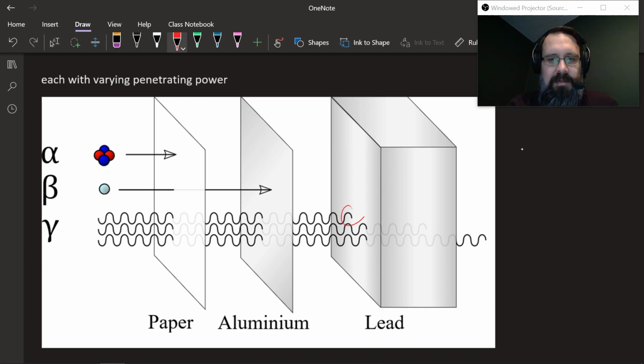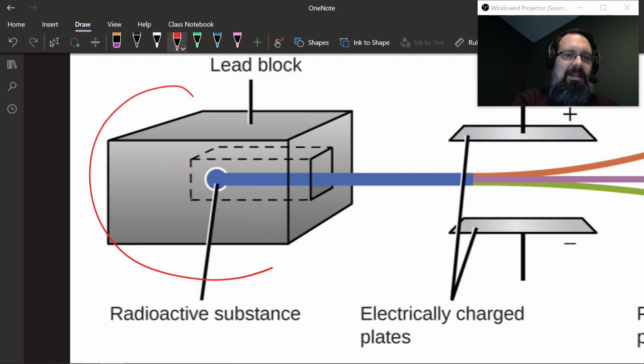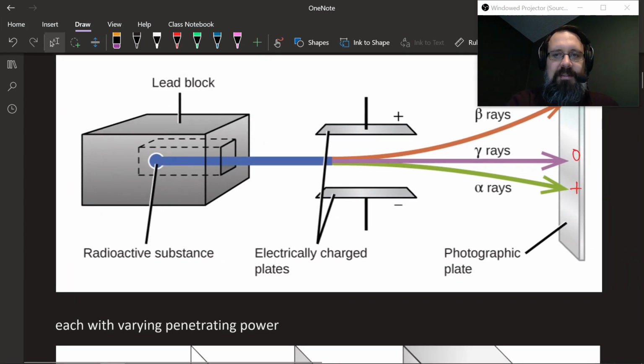But you can see that most of the gammas are getting blocked by the lead, but some of them, the super high energy gammas, can actually even get through lead. The sample that we have inside here is not emitting powerful enough gammas, otherwise we would be detecting gammas out here, and we're not. The lead is absorbing it.